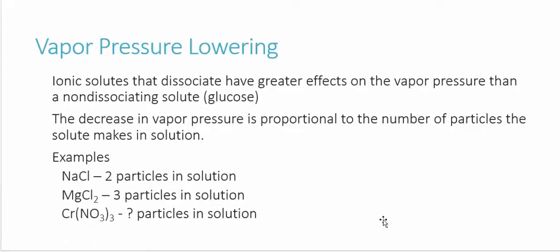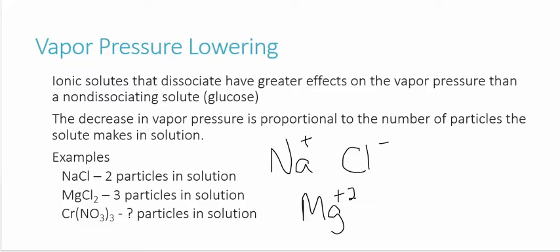Ionic solutes, that is, solutes that have a metal and a nonmetal, dissociate to have greater effects on the vapor pressure than a non-dissociating solute. For example, sodium chloride produces two particles in solution. When you put sodium chloride in water, it produces Na+ and Cl-. So there's your two particles. Magnesium chloride produces three particles, one magnesium ion and two chloride ions. There's your three particles for MgCl2.